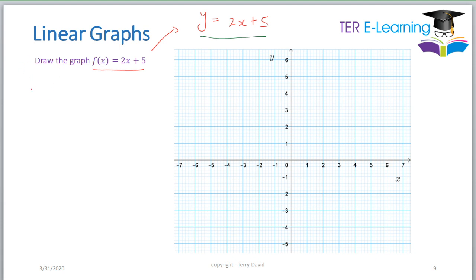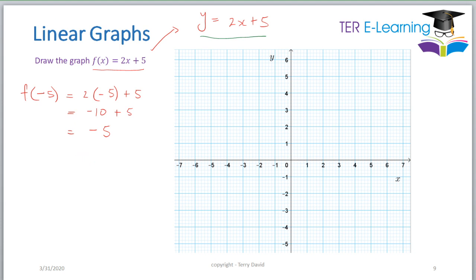Let's find f of, let's say, minus 5. You can choose any value you want. So let's choose f of minus 5. So this will be 2 multiplied by minus 5 plus 5, which is equal to 2 by minus 5 gives me minus 10 plus 5, which is equal to minus 5, right? So minus 10 plus 5 is minus 5.